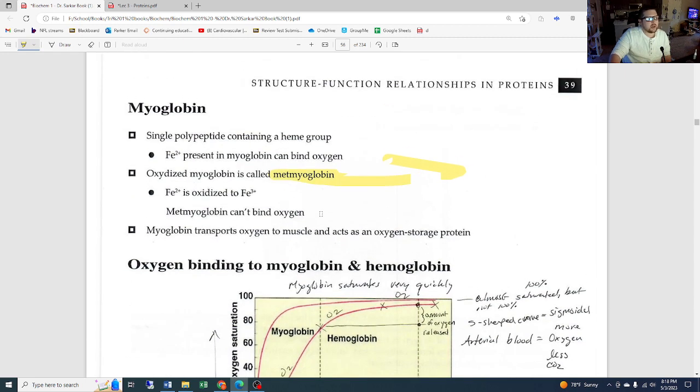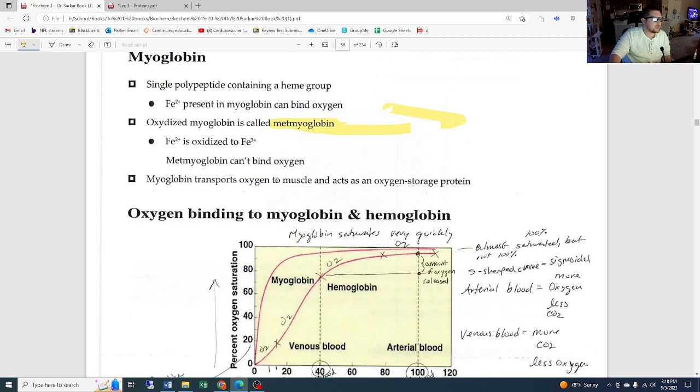Metmyoglobin cannot bind oxygen because it's already been oxidized. Myoglobin transports oxygen to muscle and acts as an oxygen storage protein. Oxygen storage protein. So, super easy test question.